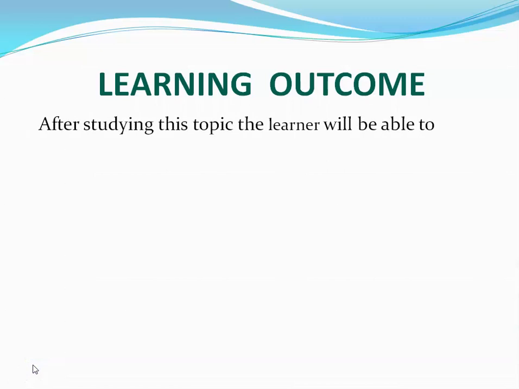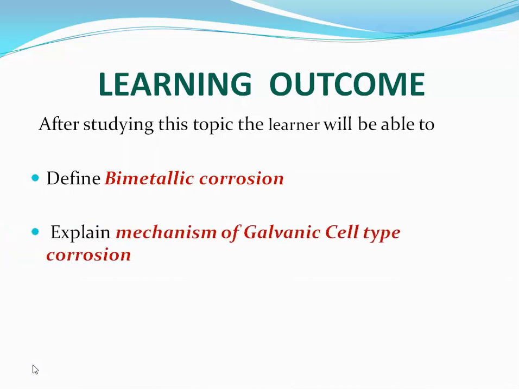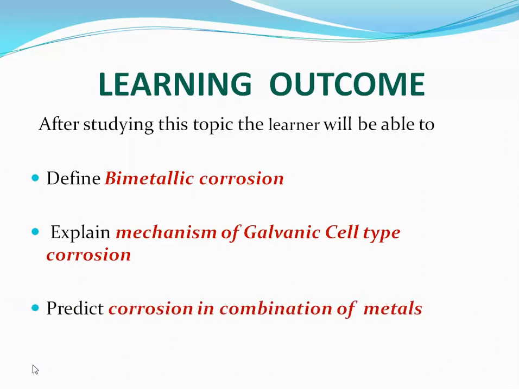Today, we'll try to understand immerse corrosion and bimetallic corrosion in particular. After going through this video, you will be able to define bimetallic corrosion, explain the mechanism of galvanic cell type corrosion, and predict corrosion in combination of metals.